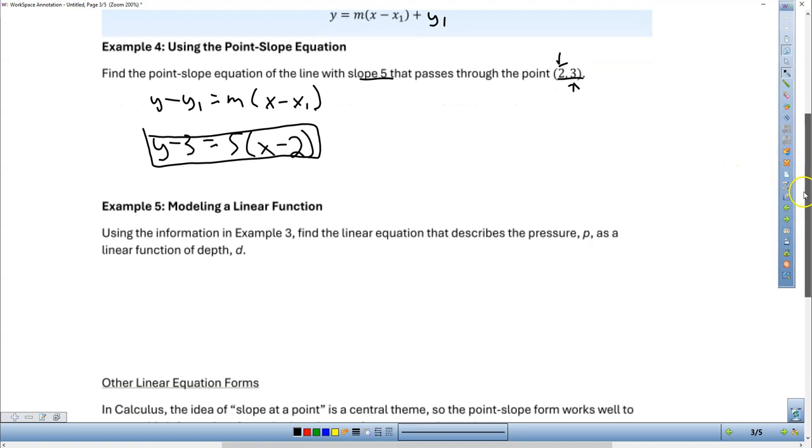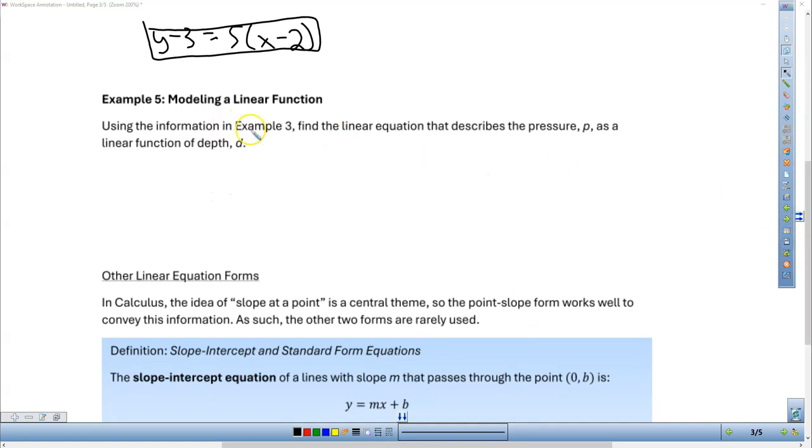Now this, of course, is a great quick warm-up, but let's go ahead and use this to model a linear function. So we want to use the information in example 3, and we want to find a linear equation that describes the pressure as a linear function of depth. Well, if you remember, we had a constant ratio in here that we were able to find here. And remember, P was our variable that describes the pressure, D describes the depth, and when we set this up, we can, of course, think about this as our ratio of change of P over the change in D. And so using that, let's go ahead and use that to try and think about what was our slope that we found. So let's just go ahead and back up for a second.